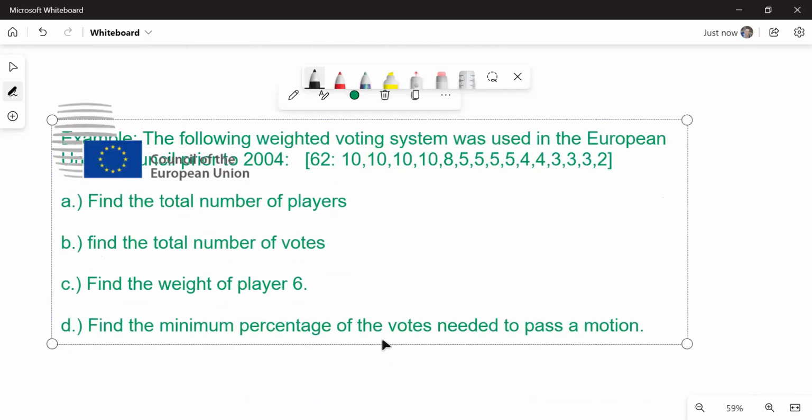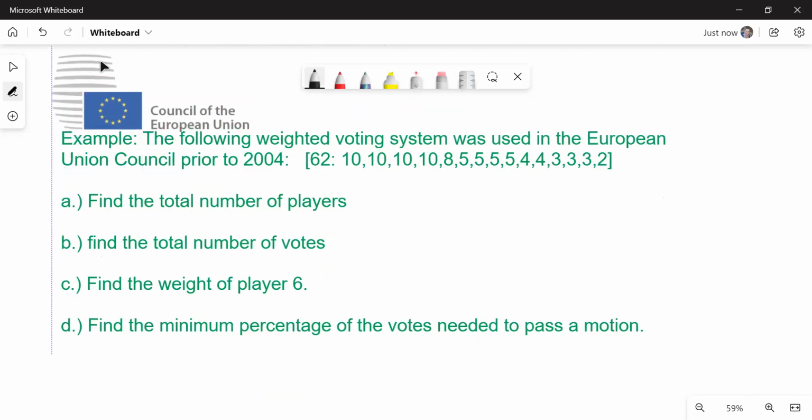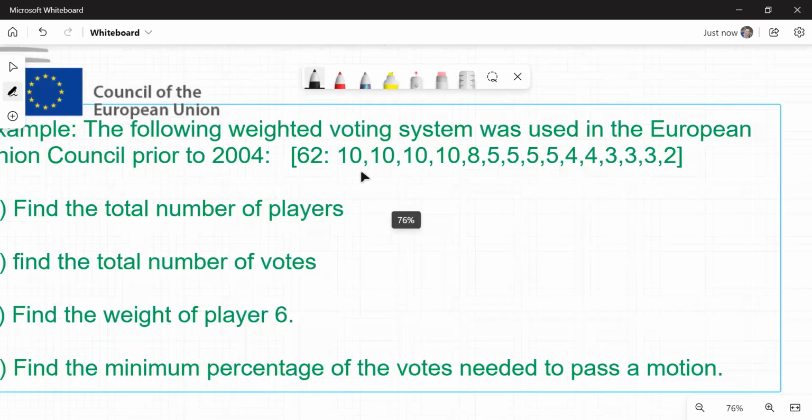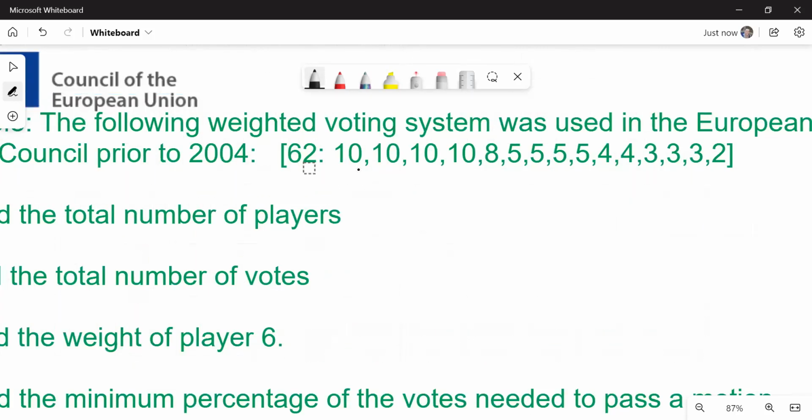This is about the Council of the European Union prior to 2004. The following weighted voting system was used in the European Union Council prior to 2004. In this weighted voting system, the quota is listed as 62. So you need 62 total votes to be able to make something pass.